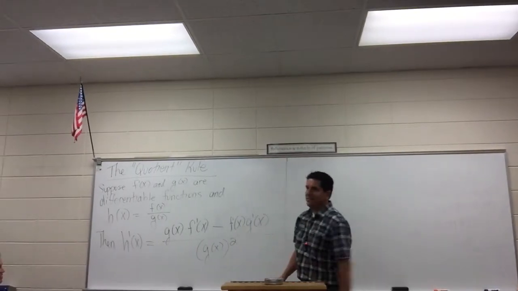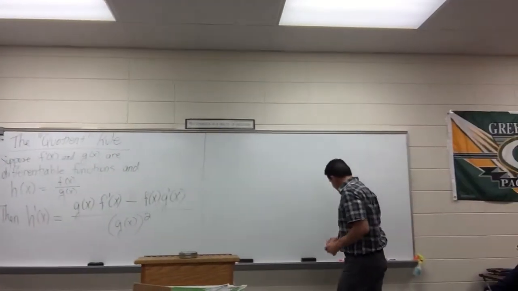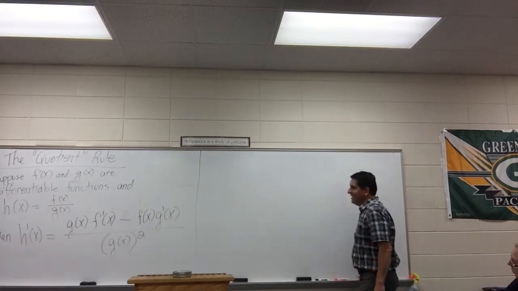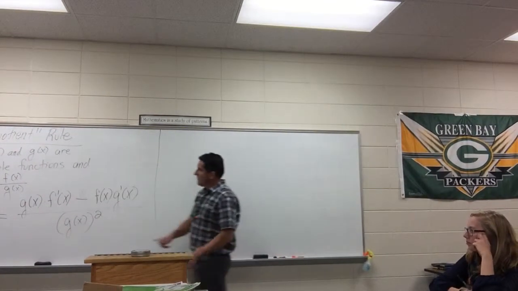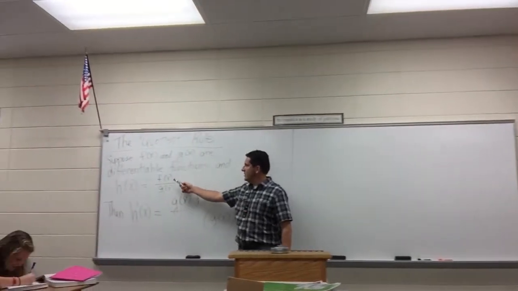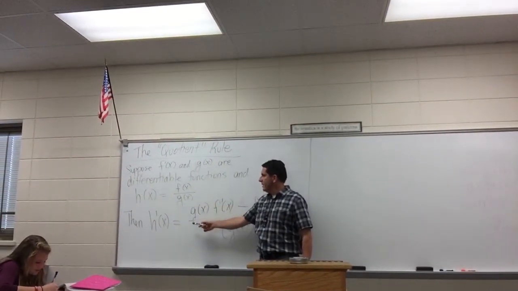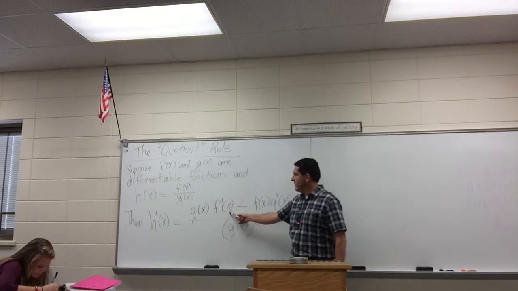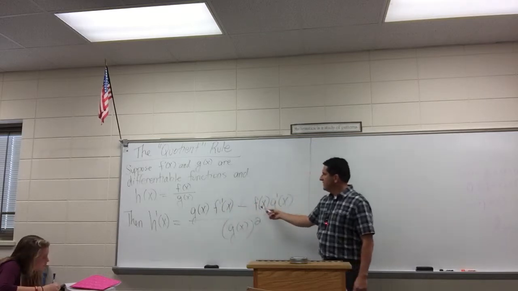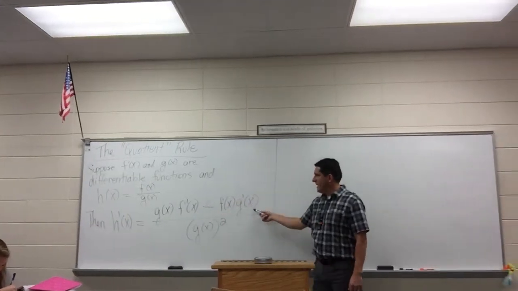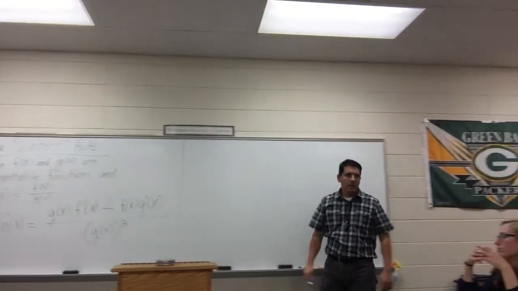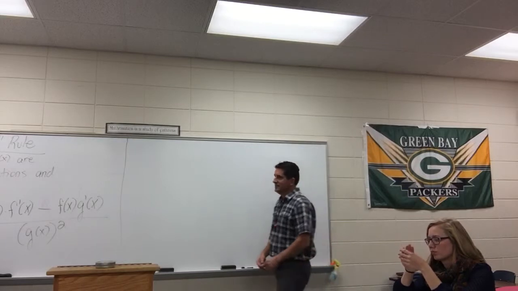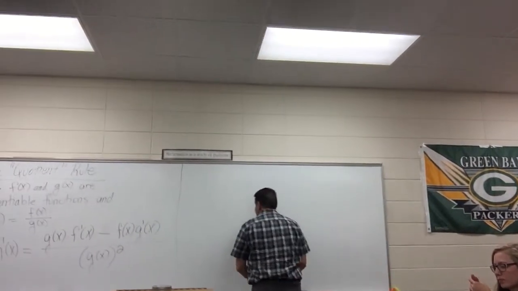I know you would have guessed it, but I just thought, let me do it. In other words, if you have a top function and a bottom function, it's the bottom times the derivative of the top minus the top times the derivative of the bottom all over the bottom squared. That's all it is.